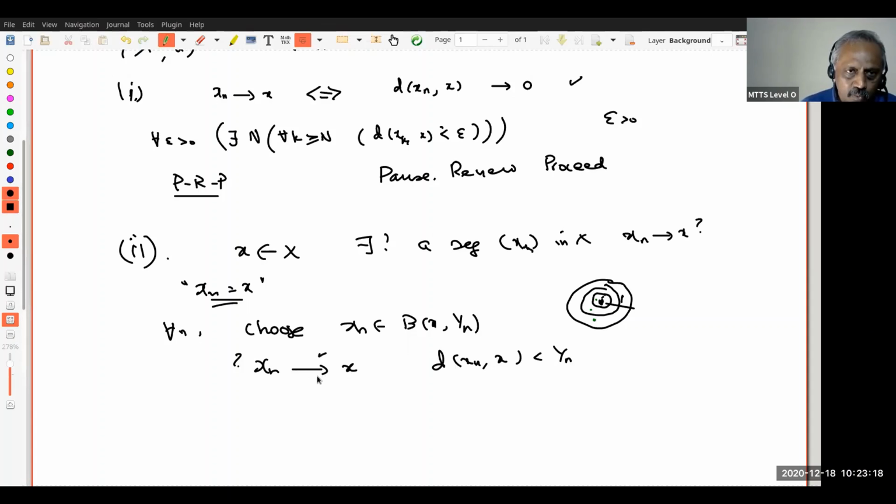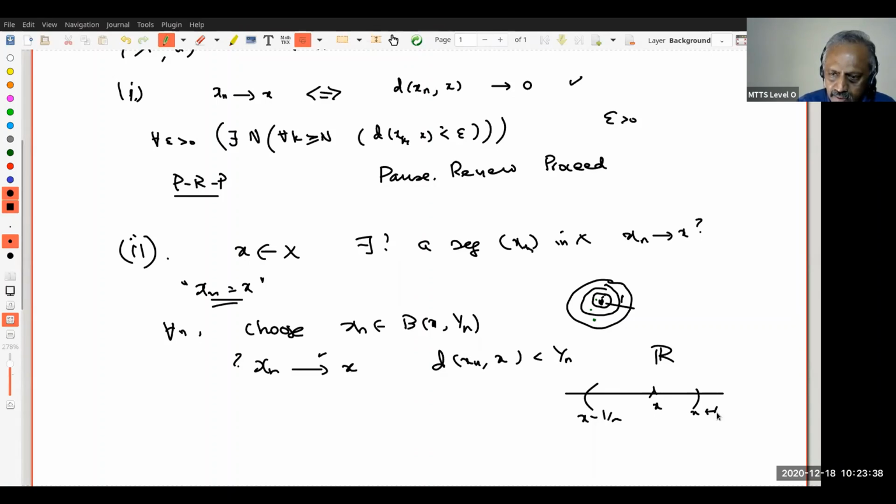What is very interesting, important, and significant to notice is that suppose there are infinitely many choices for your xn in B(x, 1/n). For example, in the case of R, I choose the interval from x minus 1 by n to x plus 1 by n, then there are uncountably many choices of xn here. I could have chosen any one of them. So there are so many ways of constructing a sequence xn, but if I choose like this, my xn always converges to x. Isn't it something wonderful?